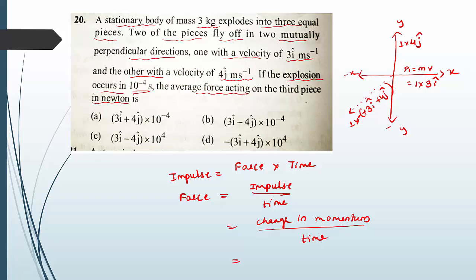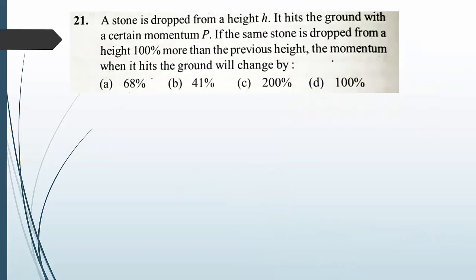Change in momentum means we got minus of (3 i cap plus 4 j cap) divided by time, which is 10 raised to minus 4 seconds. Or it can be written as minus of (3 i cap plus 4 j cap), and 10 raised to minus 4 you can take to the numerator, it becomes 10 raised to 4 Newton. So this is the average force acting on the third piece: minus (3 i cap plus 4 j cap) into 10 raised to 4. It means option D is the right answer.